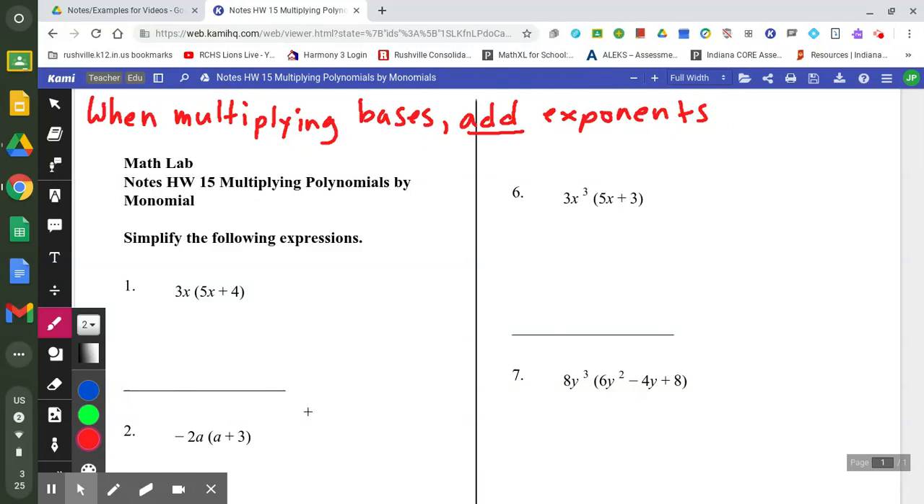So on homework 15, we're going to be multiplying polynomials by a monomial. When we're multiplying bases, we are adding our exponents. That's what we did on homework 12.